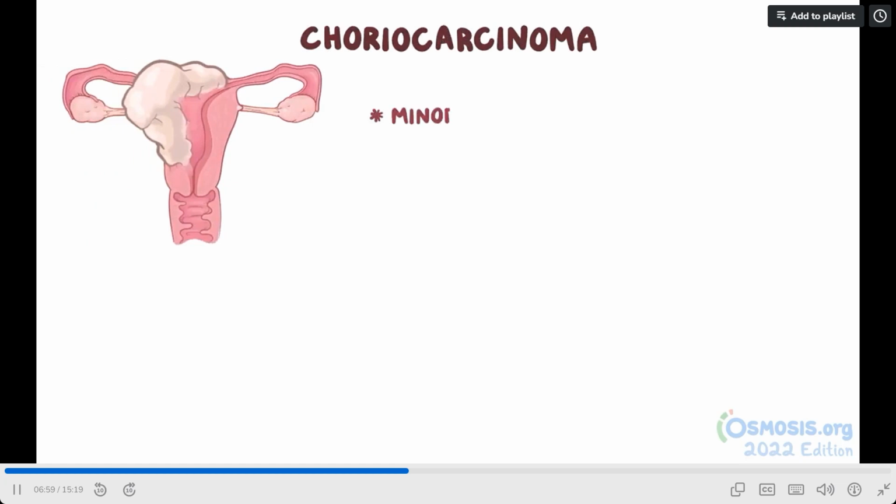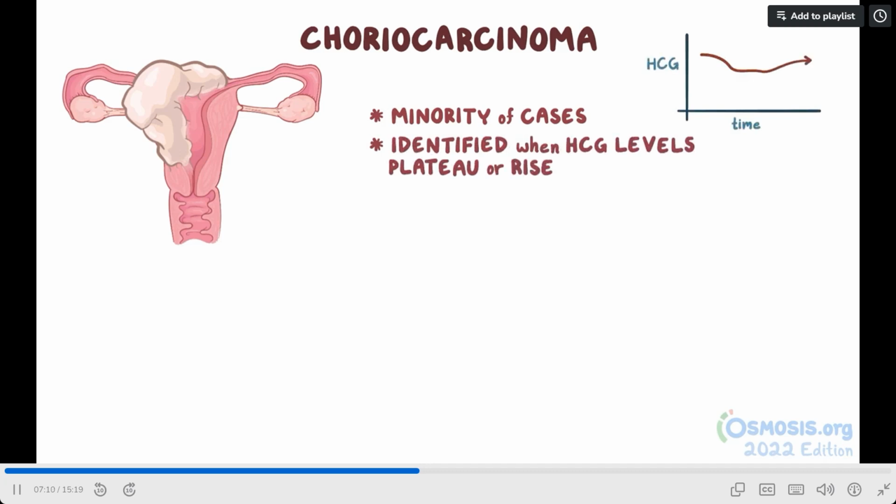Choriocarcinoma accounts for a minority of the cases of gestational trophoblastic neoplasia that follow a molar pregnancy, but the diagnosis is the same. It's identified when HCG levels plateau or rise. An ultrasound should be done to rule out pregnancy, even if the female is on reliable contraception.